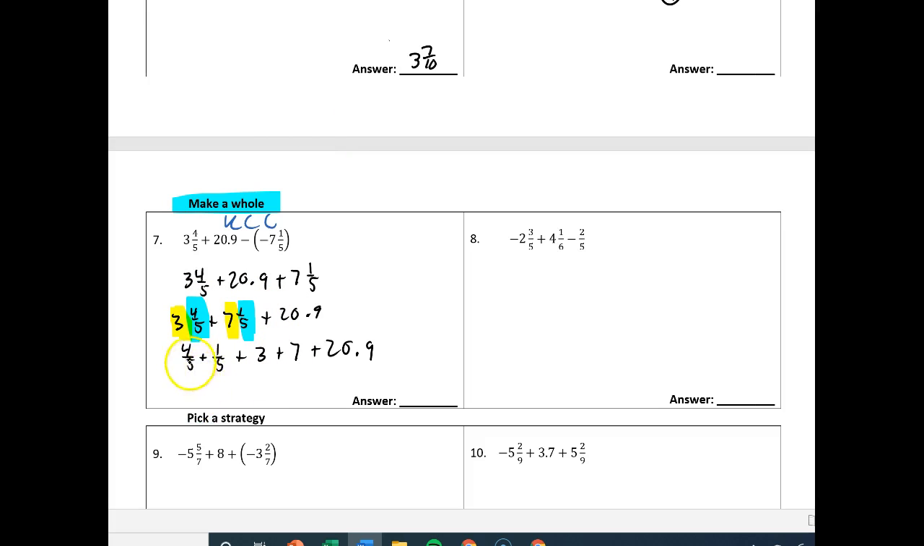Why did I do that? Because 4/5 plus 1/5 is 5/5, which is really just 1. So this turns into 1 plus 3 plus 7 plus 20.9. And when I add all that up together, I get my answer of 31.9. It was that whole thing of being able to see that these fifths actually give me one more whole, and so really I'm just adding a whole bunch of whole numbers plus that decimal.